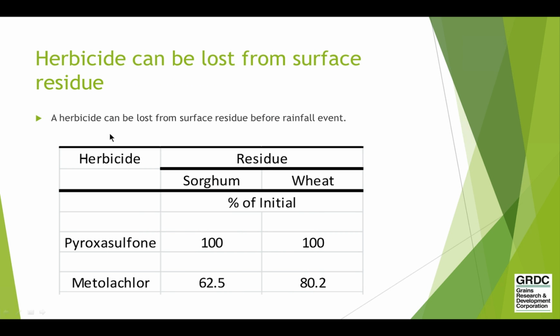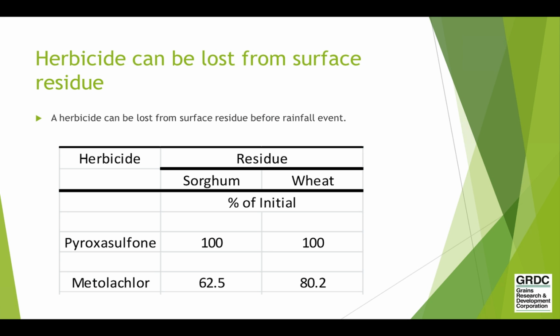The other factor you have to consider is how much is lost from the residue before a rainfall event. In this particular case, we had sorghum and wheat, 2 different residues. We applied the herbicides on the residue, and then we left it sitting in the greenhouse for 7 days before we did a simulated rainfall. We determined how much herbicide was remaining from the time it was applied to what we could recover after this 7-day period. And we found with pyroxasulfone, whether it's sorghum or wheat, we could get back 100% of it.